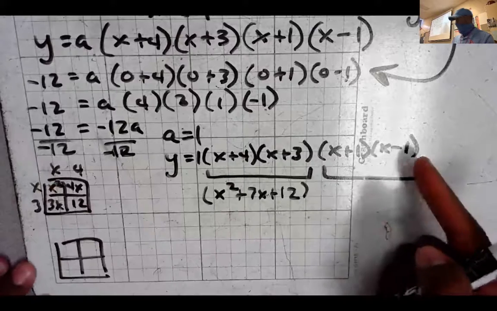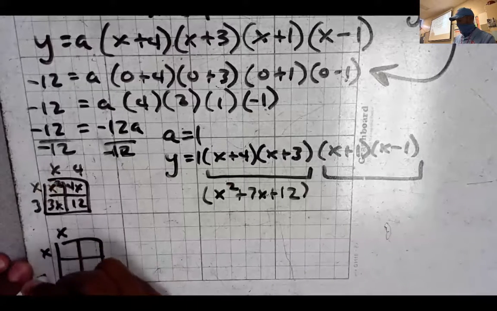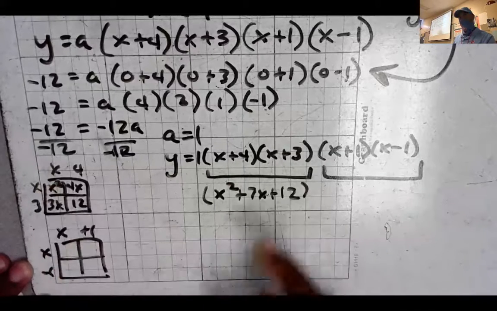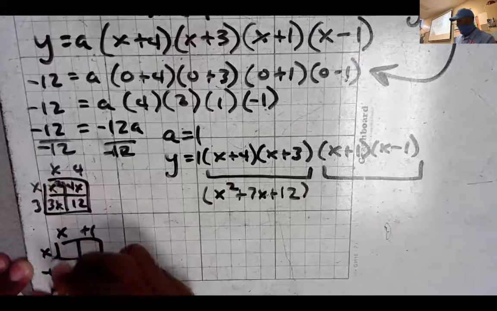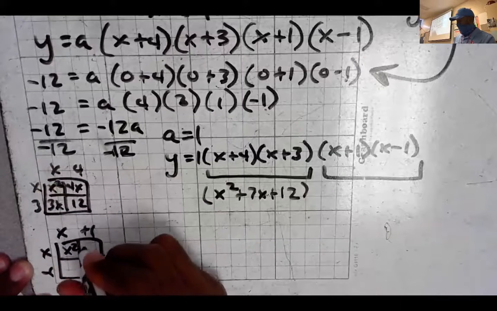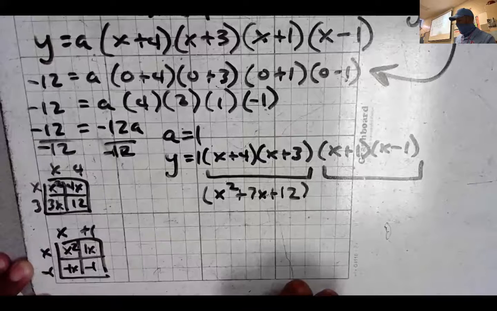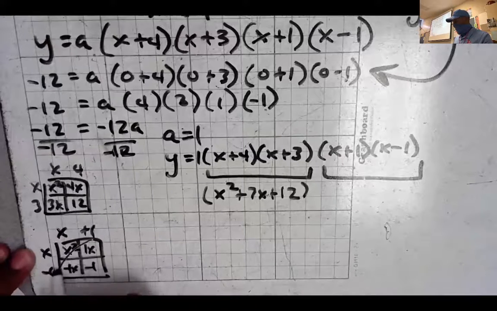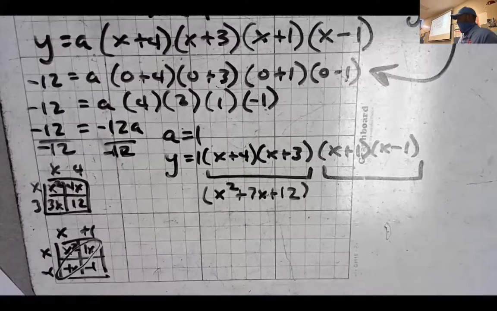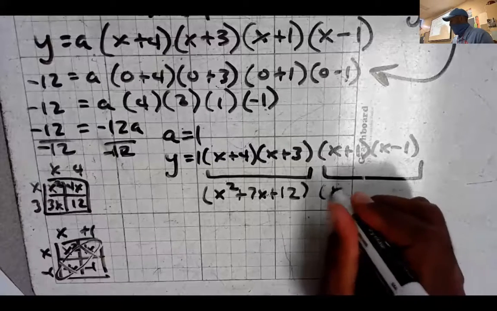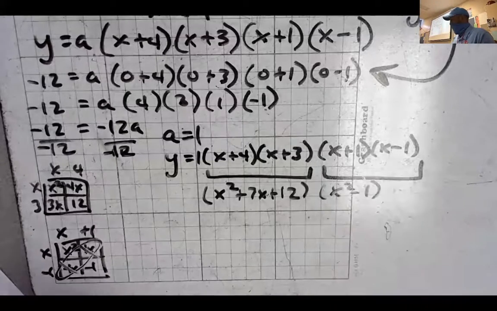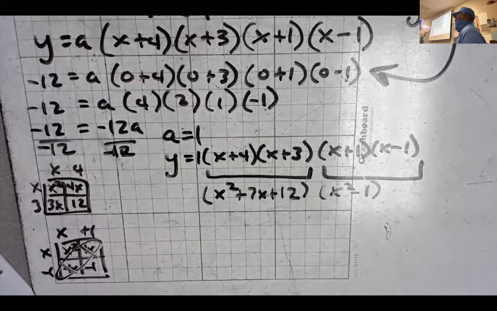Now I've got to do the second one, x minus 1 and x plus 1. I'm just multiplying these two. So x squared, 1x, minus 1x, minus 1. Now these two, 1x and minus 1x, just cancel each other out. So now it's just x squared minus 1. I still have to multiply it out until I've got no parentheses. So I've got one more step here.